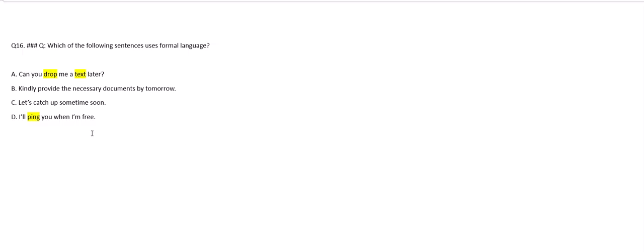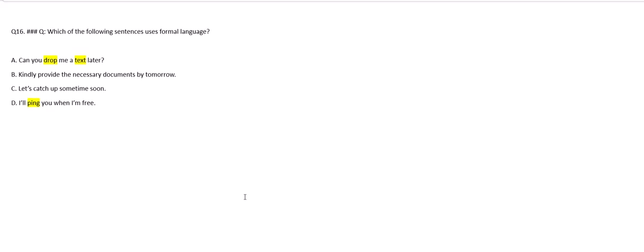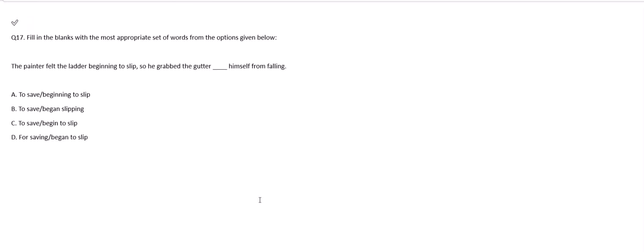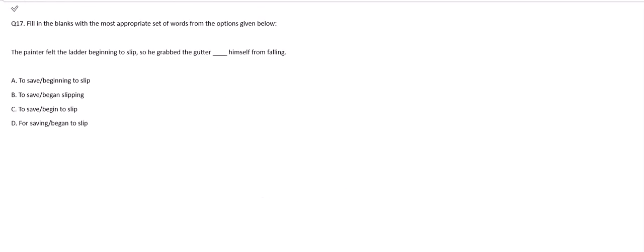I think it's clear? Let's move on to the next question. Question number 17. Fill in the blanks with the most appropriate set of words from the options given below. The painter felt the ladder began to slip, so he grabbed the gutter to save himself from falling.